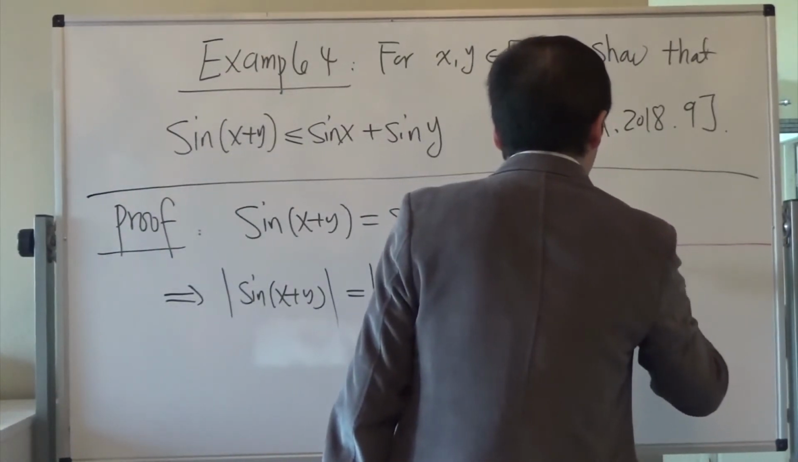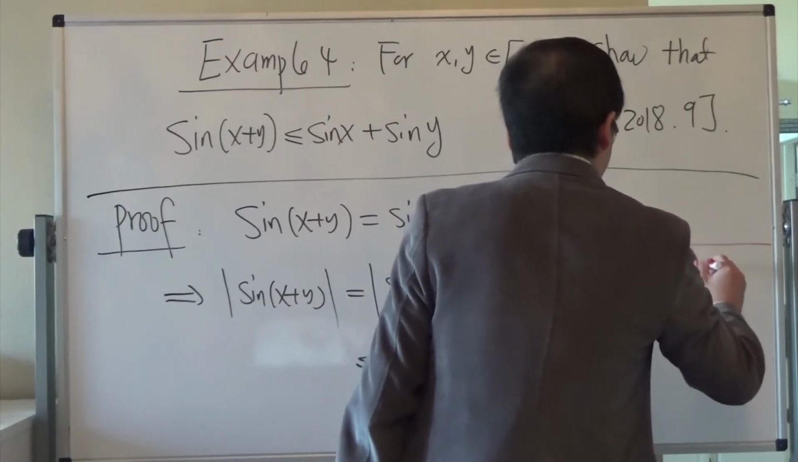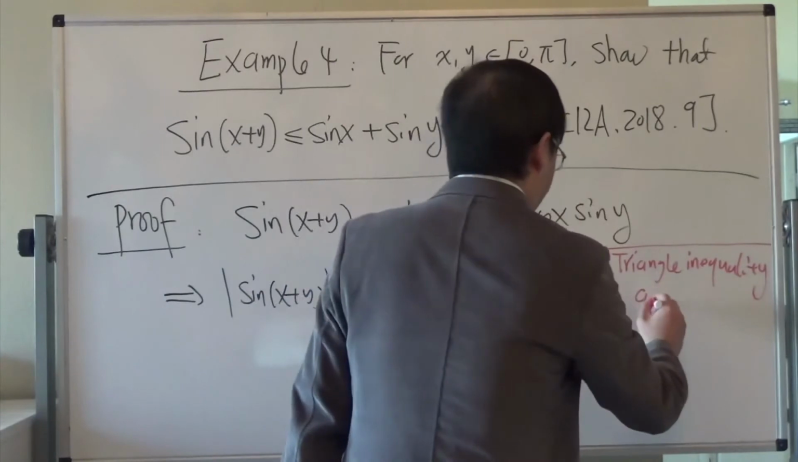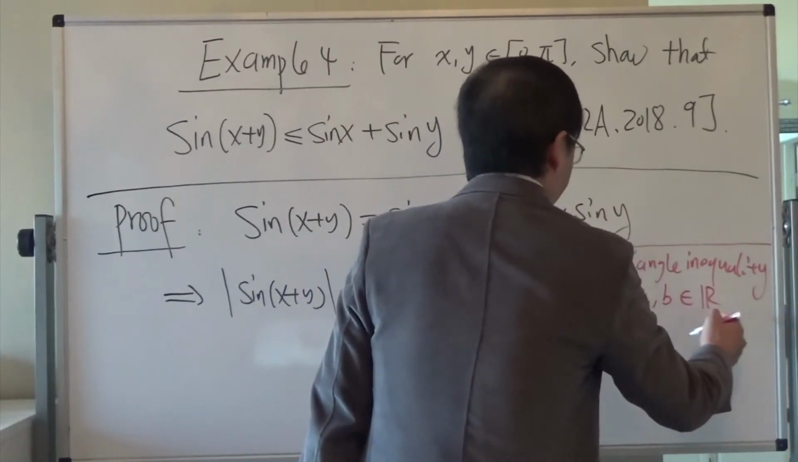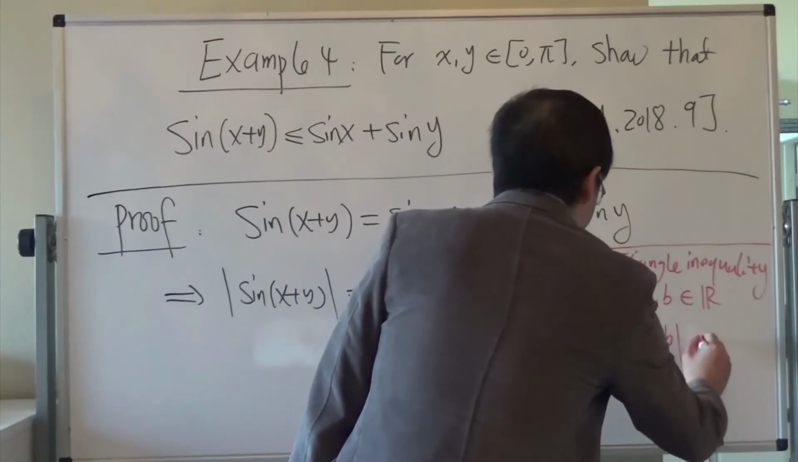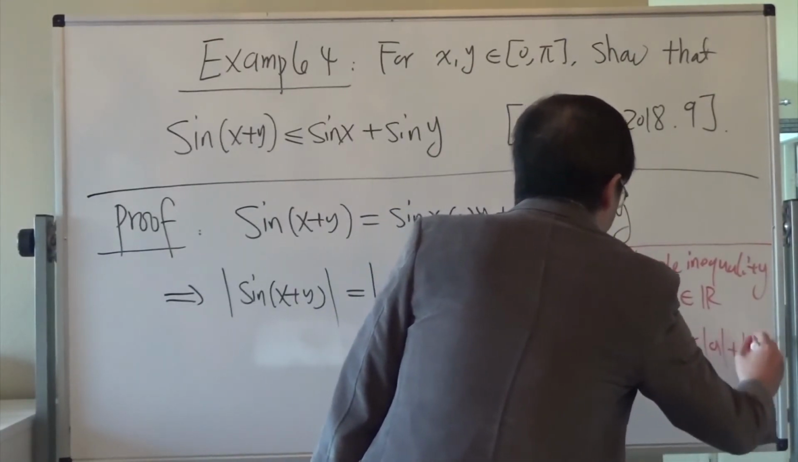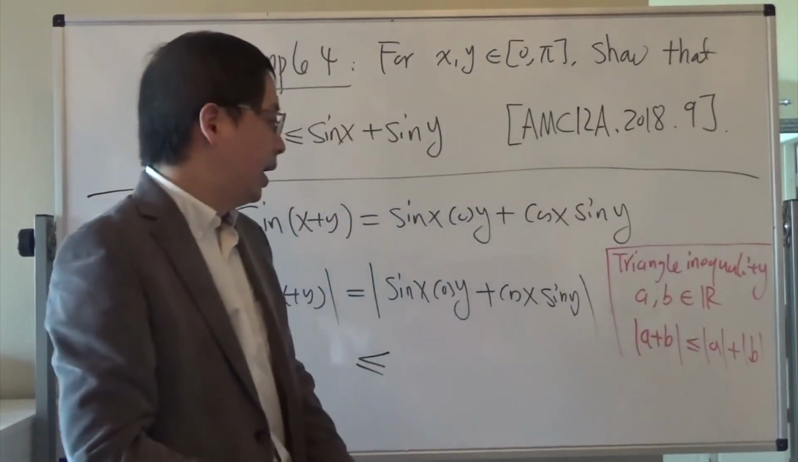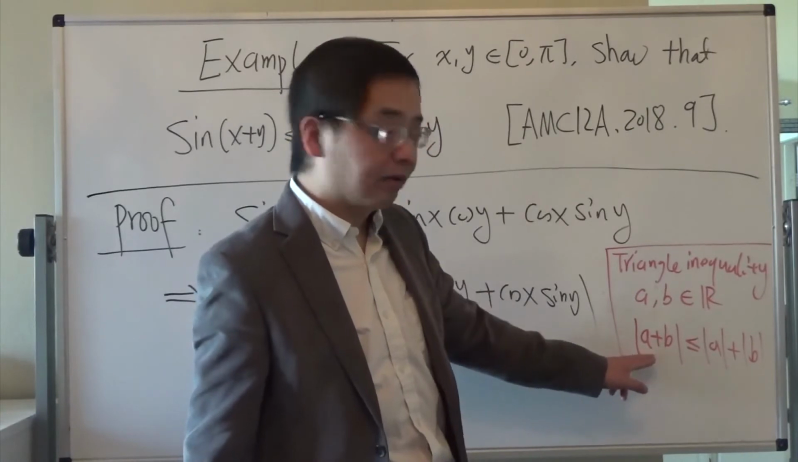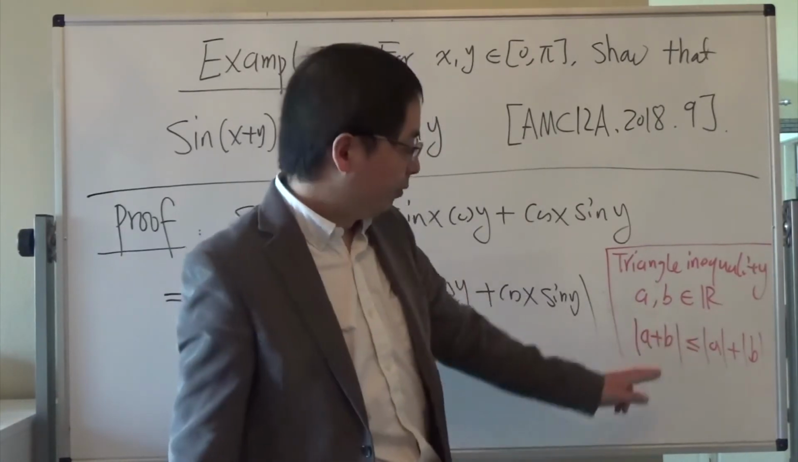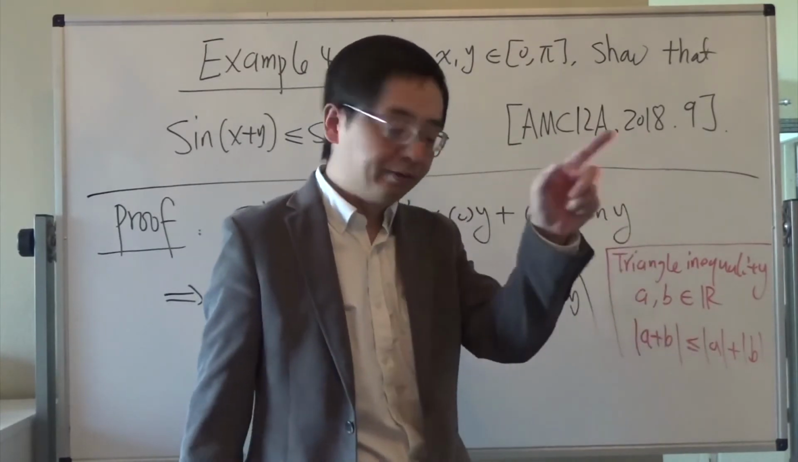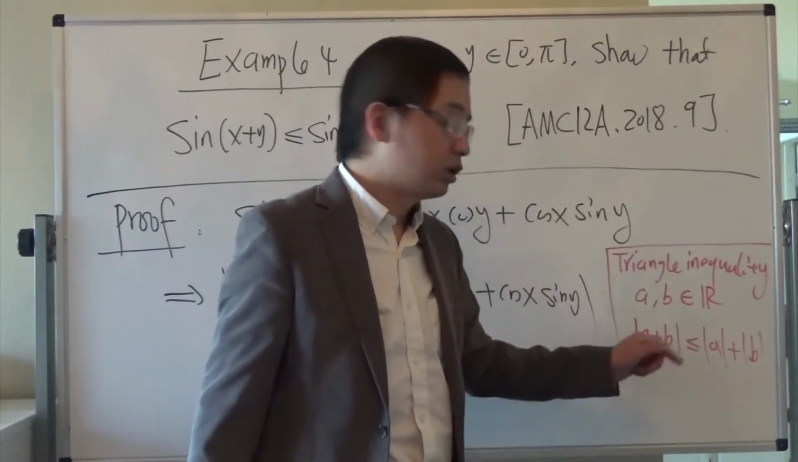This is the so-called triangle inequality. If I have two numbers a and b, two real numbers, then the absolute value of a plus b is less than or equal to the absolute value of a plus the absolute value of b. The proof of this is very simple, because if a and b are both positive, you have the equal sign. If both of them are negative, again you have the equal sign, because the absolute value of a negative number is the negative of it.